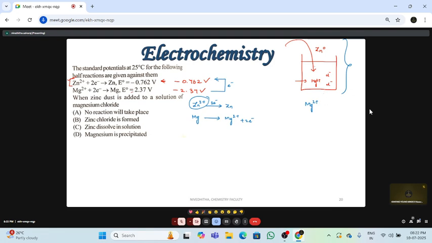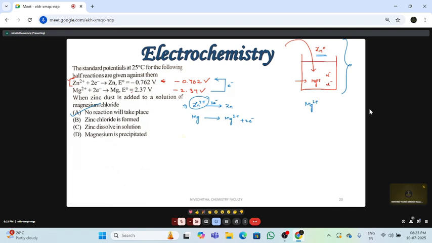And similarly, the inference is if there is any Zn2 plus ion, it will get reduced to zinc. Here actually we have zinc atom and we have no Zn2 plus ion. So that reaction is also impossible. So if you add zinc powder inside this magnesium chloride solution, nothing will happen. So the answer is no reaction will take place.